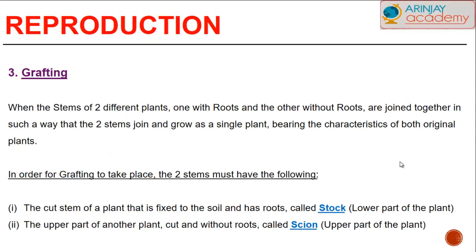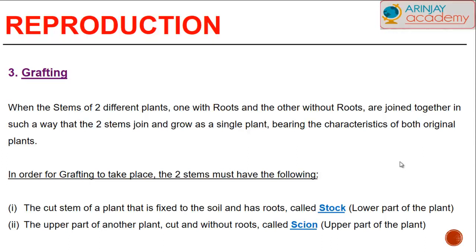In grafting, you have the stems of two different plants, one with roots and the other without roots. These are joined together in such a way that the two stems join and grow together as a single plant, bearing the characteristics of both original plants. In order for grafting to take place, the stems must have the following. Firstly, the cut stem of a plant that is fixed to the soil has to have roots, called the stalk, which is the lower part of the plant.